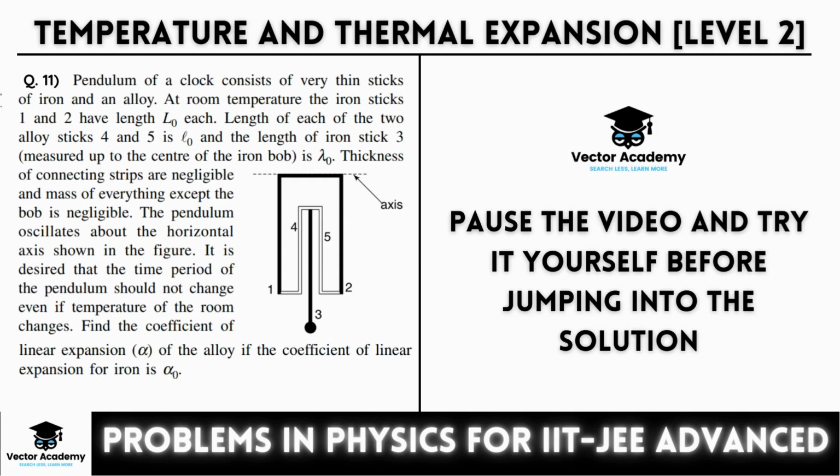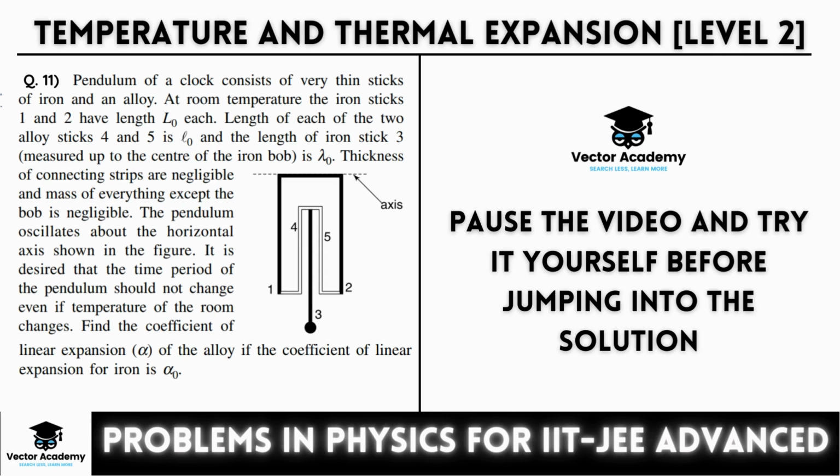Question 11. Pendulum of a clock consists of very thin sticks of iron and an alloy. At room temperature, the iron sticks 1 and 2 have length L0 each. Length of each of the two alloy sticks 4 and 5 is small l0. And the length of iron stick 3 measured up to the center of the iron bob is lambda 0. Thickness of connecting strips are negligible and mass of everything except the bob is negligible.